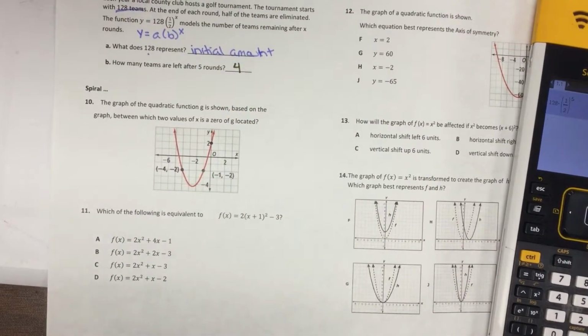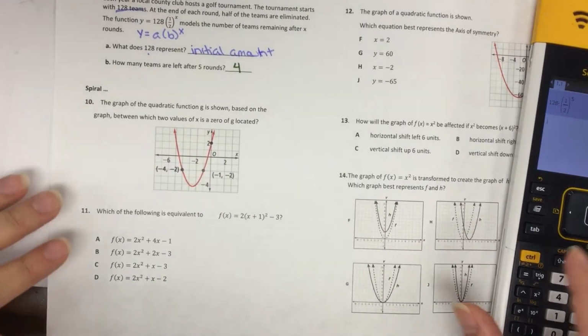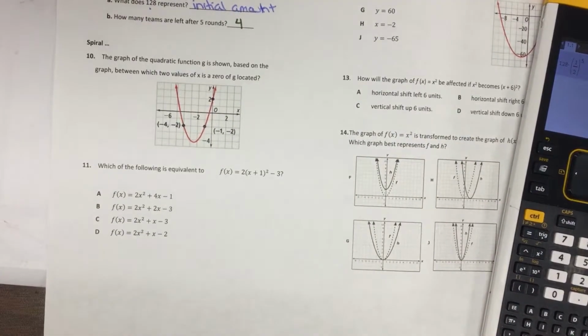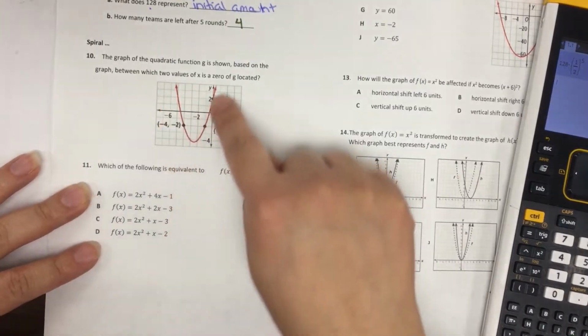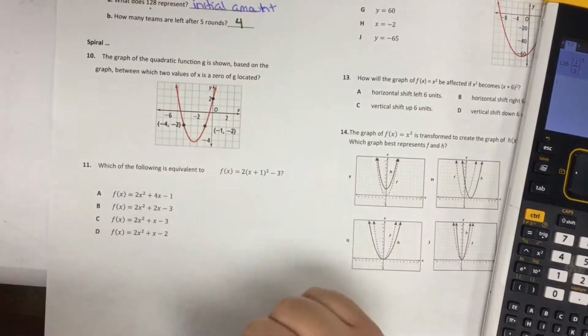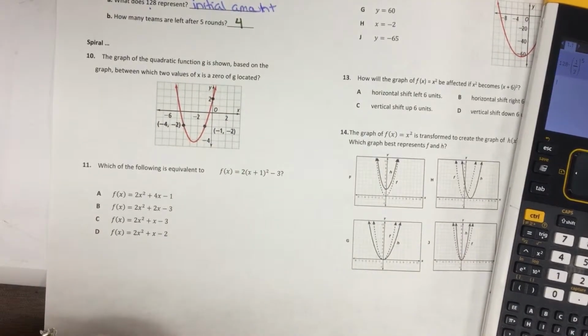All right, let's go and take a look at number 10. Now this is the spiral back. This is going to be the retest portion over quadratics. And 10 says the graph of the quadratic function g is shown. So this parabola, this red line, name is g. Based on the graph, between which two values of x is a 0 of g located?